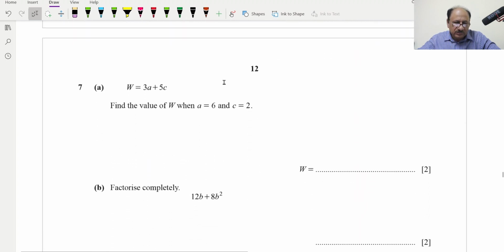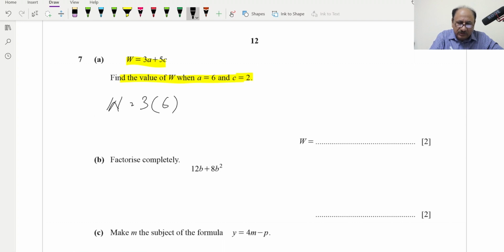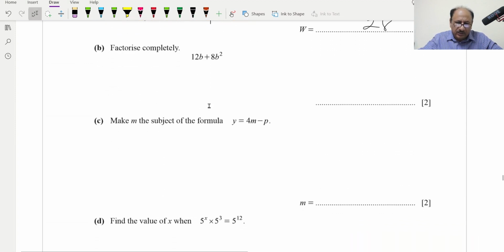Now question number 7, W is equal to 3A plus 5C, and they have provided A and C values, and W we have to calculate. W is equal to 3 into A value is 6 plus 5 into C value is 2. So after replacing values, it will be 18 plus 10, which is equal to 28. So the answer will be 28. Hopefully you understood this.